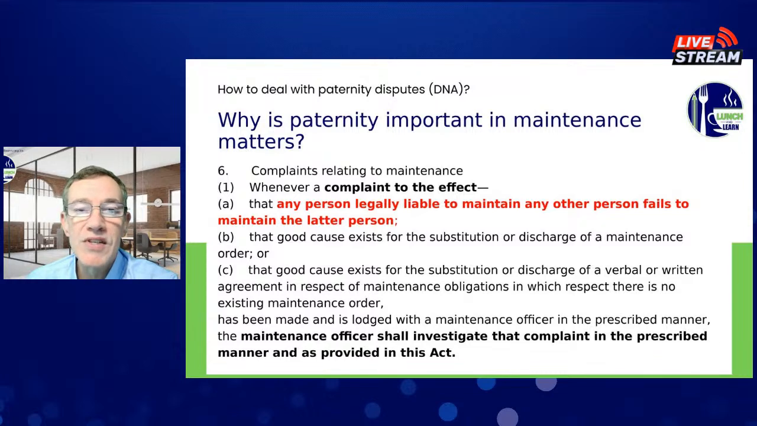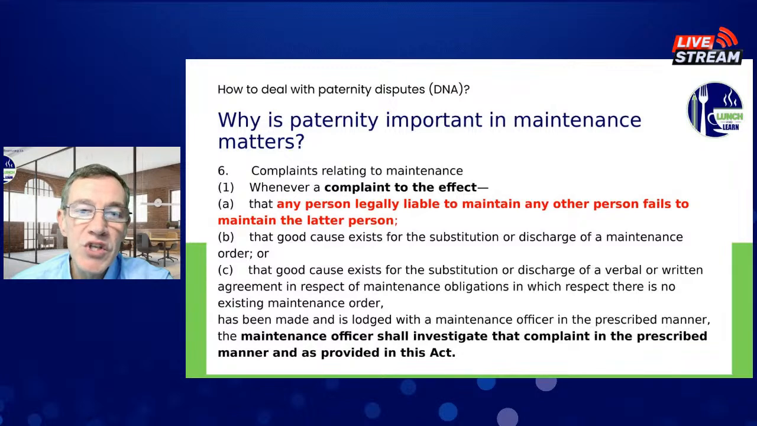Section 6 clearly says that complaints relating to maintenance, child maintenance, could be made in the process where any person legally liable to maintain any other person fails to do so, and could approach the maintenance court. And the maintenance officer would then investigate the matter and bring it before court, so that it could be adjudicated with regards to maintenance. But the operative words in terms of Section 6 is the wording, any person legally liable to maintain any other person.